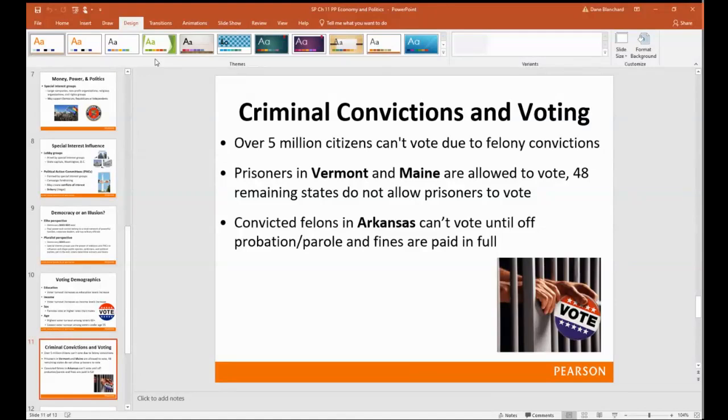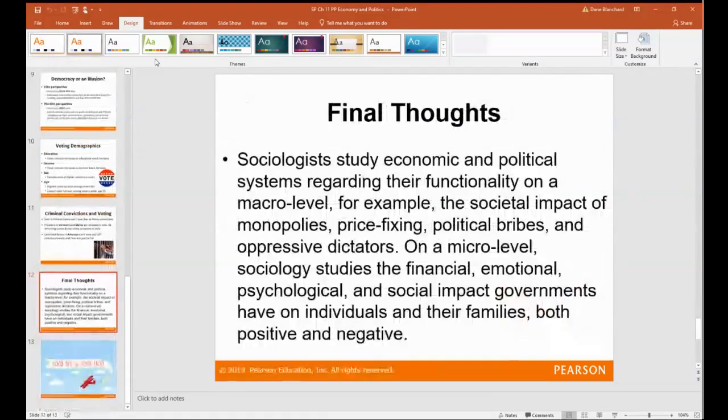So if we take a look at convicted felons in the state of Arkansas, they are not allowed to vote until they are off probation, they're off parole, and all of their fines are paid in full. So it depends on what state you live in regarding how felony convictions can affect your ability to vote and be involved in the political process.